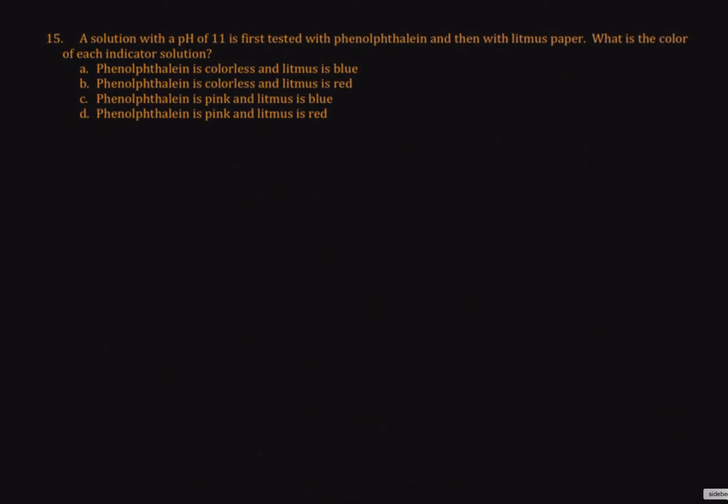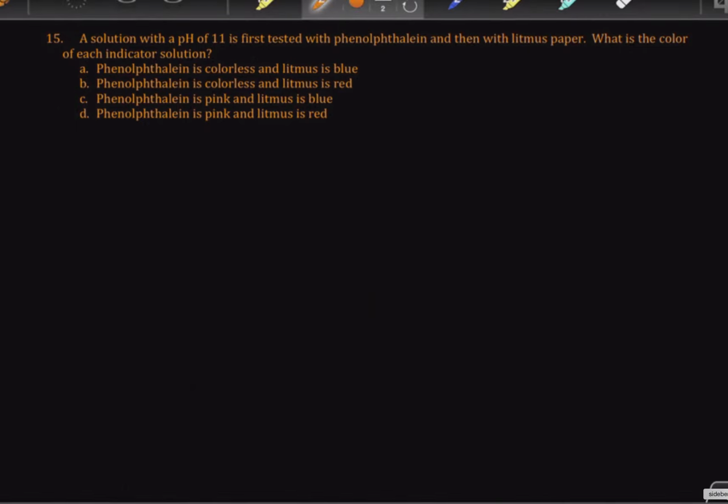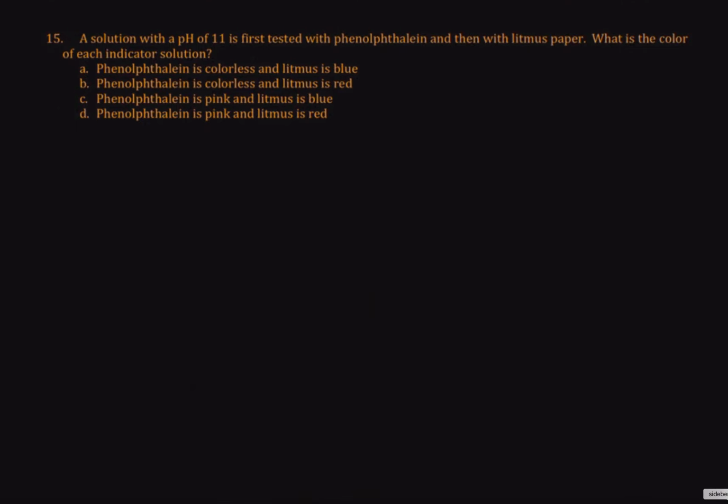A solution with a pH of 11 is tested with phenolphthalein and litmus paper. So which is the correct combination? Phenolphthalein, when we did the titration with the vinegar, we put those drops of stuff in there and it turned pink when the titration was over. That was called phenolphthalein. That's an indicator. And then litmus paper is another way to test for acids or bases.